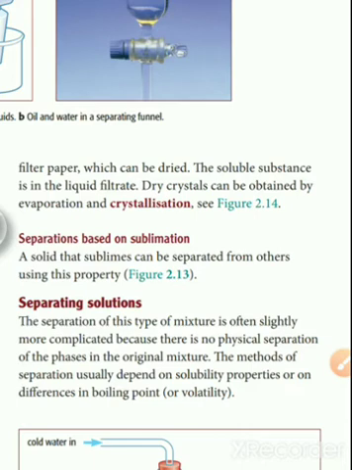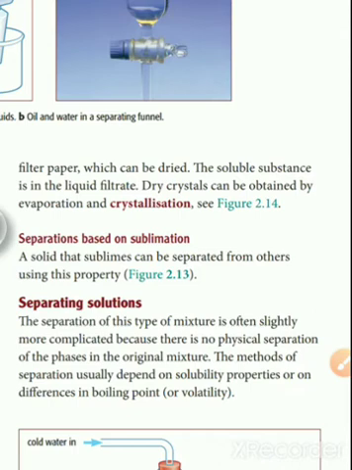The dry crystals can be obtained by evaporation and crystallization. Remember that in order to do the crystallization, first you have to convert the solution into the concentrated form. After converting it into the concentrated form, you have to allow it to stand. When the solution stands, it is going to leave out some crystals. Later, when we pass it through the filter paper, it will collect all the crystals, and that is how we can separate the crystals from the given solution.